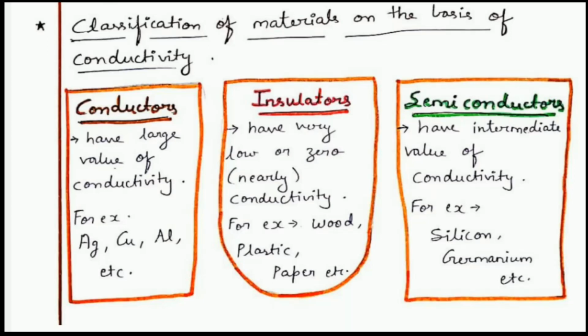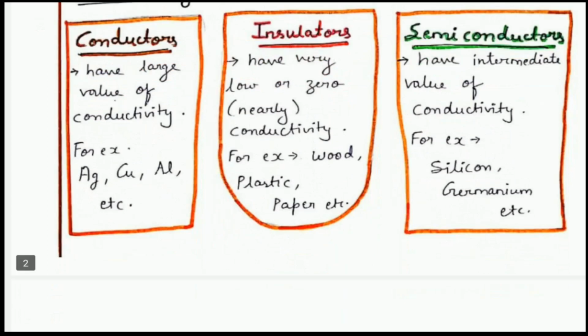Semiconductors are intermediate in between these two. Semiconductors have intermediate value of conductivity. Some examples of semiconductors are silicon, germanium, etc. In order to increase the conductivity of a semiconductor, they are doped. That is, some external impurity is added to those semiconductors so that their conductivity can be increased. You will read in detail about semiconductors in the upcoming lessons.